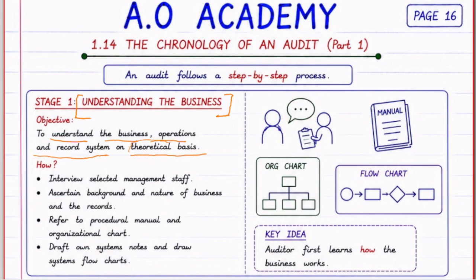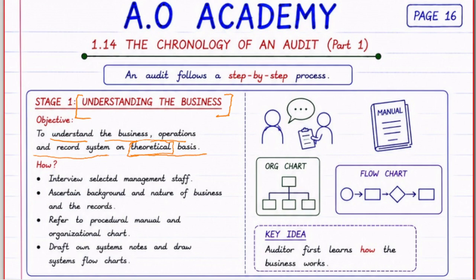This is what you should have in mind: theoretical basis. That is to say, there is no valid fact about the information that you have, but at least you have information of how the business works. So that is what understanding the business is. This is just asking questions. Even if they lie to you, just ask questions and jot down.